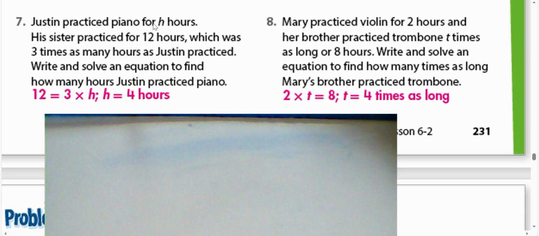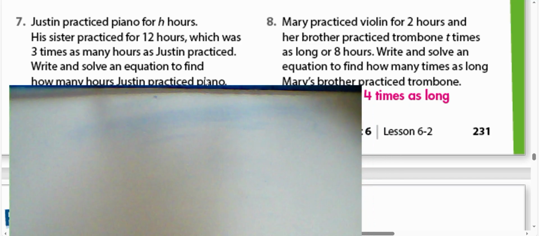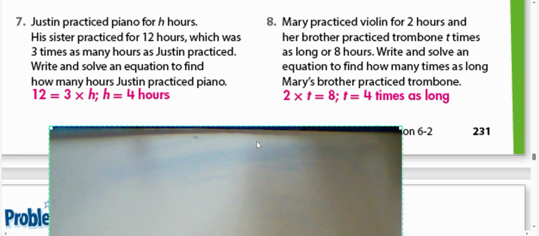Justin practiced piano for some hours. His sister practiced for 12 hours, which was 3 times as many hours as Justin practiced. Write and solve an equation to find how many hours Justin practiced piano. We can write a number here. Product between what? 3 times what equals 12? 3 times 4.